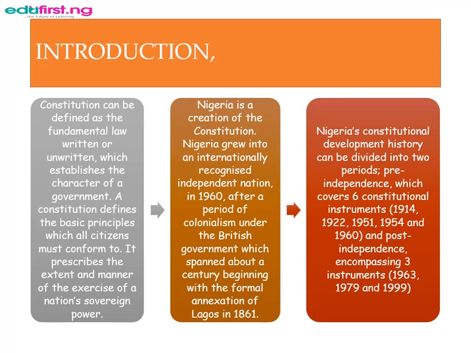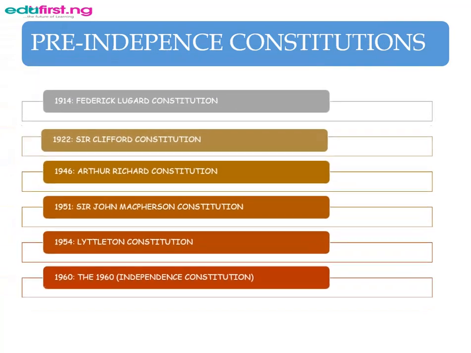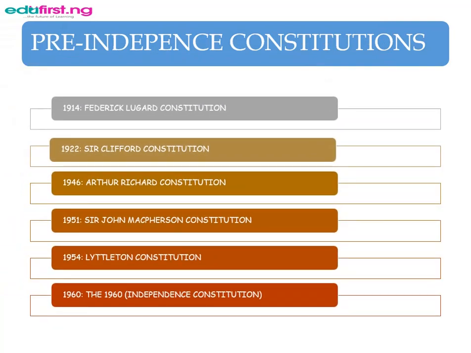Like I've said earlier, the pre-independence constitutions cover six instruments from the year 1914 to the year 1960, and we have the post-independence constitutions, which were enacted between the year 1963 and the year 1999. Now, due to the large scope of this study, we shall deal with pre-independence constitutions first, and afterwards we shall go on to elaborate on post-independence constitutions.